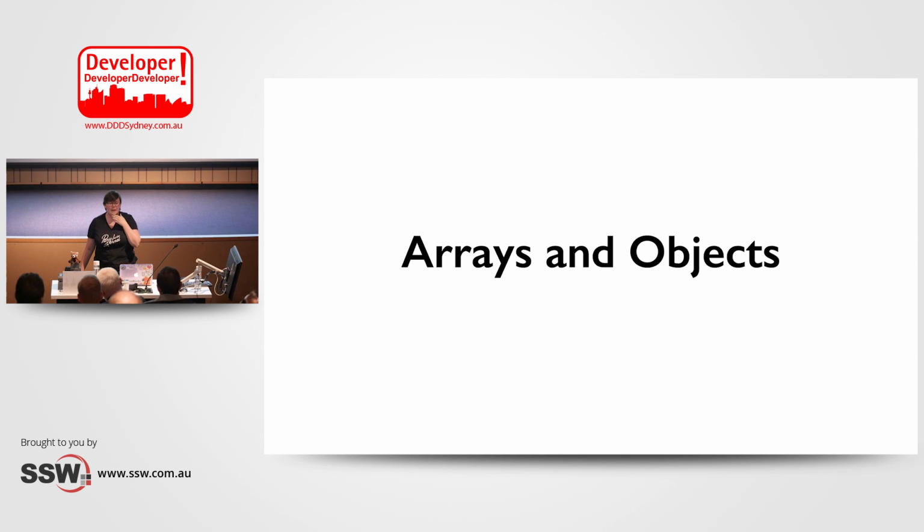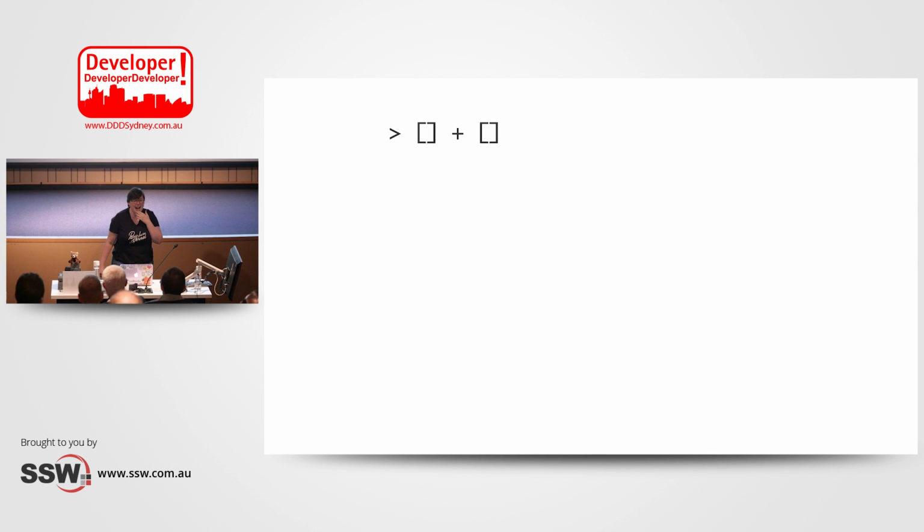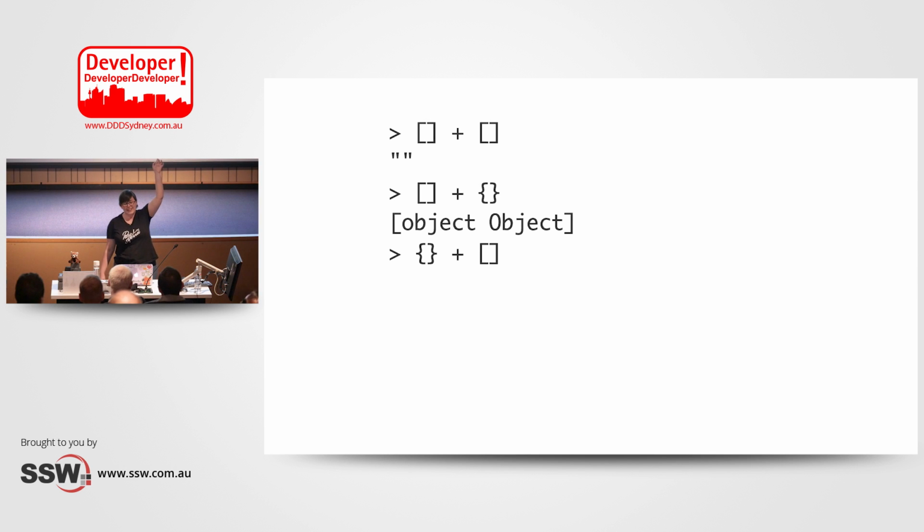You think that's fun? Arrays and objects. Ha. So, what is the concatenation of two empty arrays? Empty string. What is the concatenation of an empty array and an empty object? Object. Wonderful, from the person at the back. What about if we reverse that order? What is the concatenation of an empty object and an empty array? 0. And what is the concatenation of two empty objects? No. Not a number.